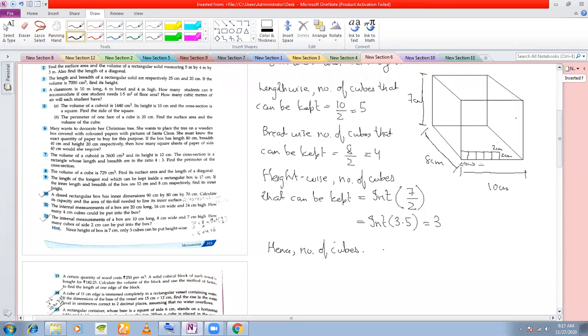So 16. Yes, all multiplication. Each of edge 2 centimeter that can be kept in the box.